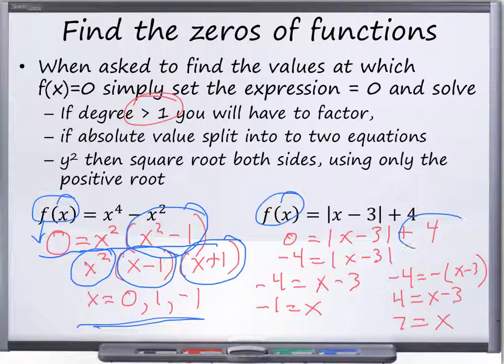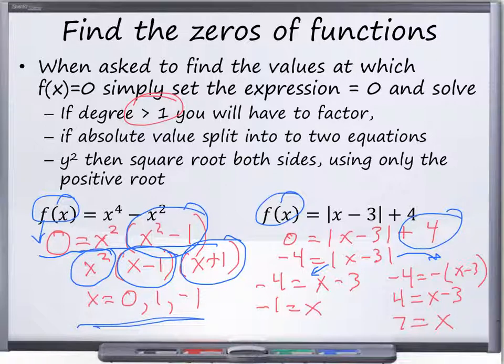We're going to move the 4 over to the other side. Now we split it. Half of it is going to be over here: negative 4 equals x minus 3. And then we have to take the negation of what's inside the absolute value. So we have negative 4 equals negative, parenthesis, x minus 3, close parenthesis.